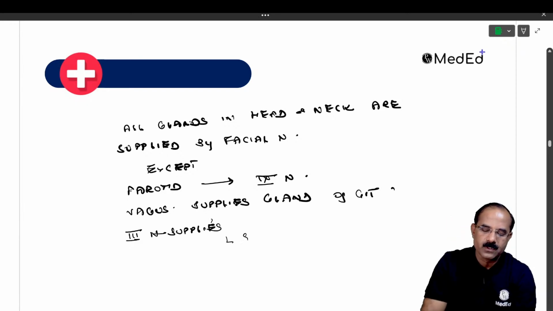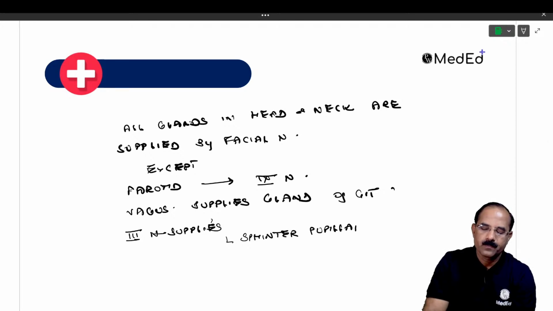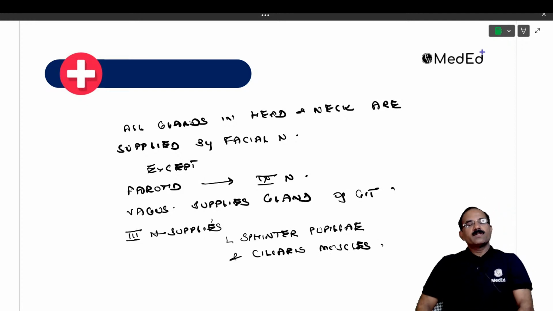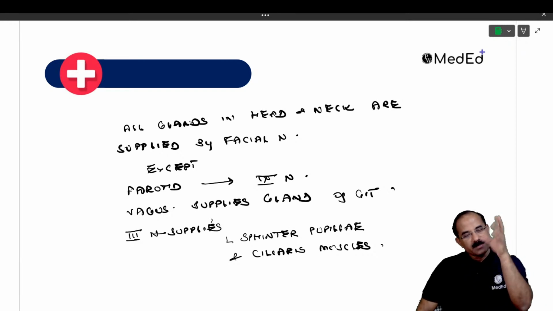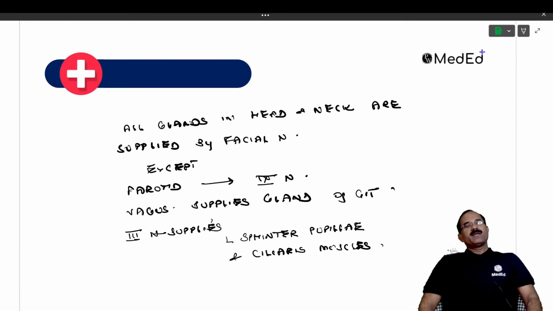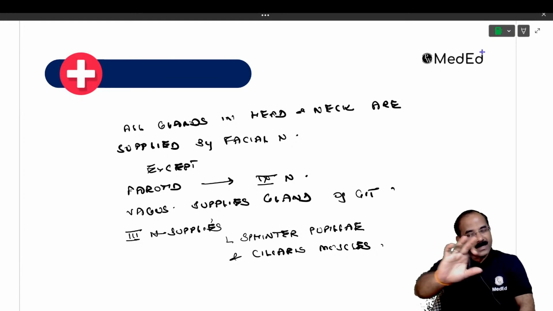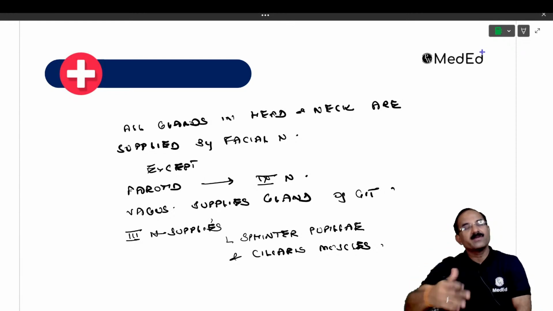Which are those two muscles? Sphincter pupillae and ciliaris. Third nerve does not supply any gland. Remember, child, third nerve supplies two muscles, the sphincter pupillae and ciliaris. These two are parasympathetic in nature. That is why, though third nerve does not supply any gland, we still include the third nerve in this.